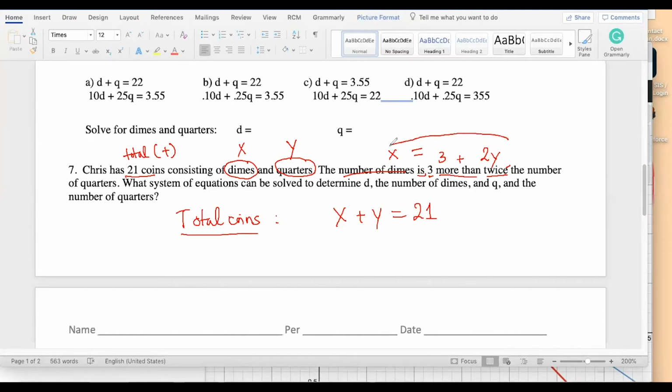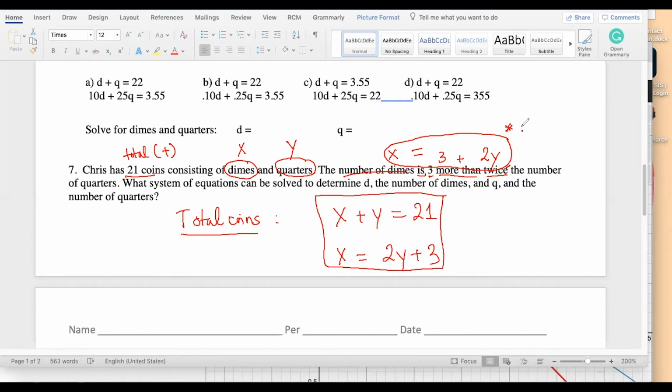You could do 2Y plus 3 or 3 plus 2Y, because with addition, it doesn't matter. So you can either put 3 plus 2Y or 2Y plus 3. But if it was 3 less than, then you would have to put the minus 3 at the end. I'm glad that Ms. Perez pointed that out.